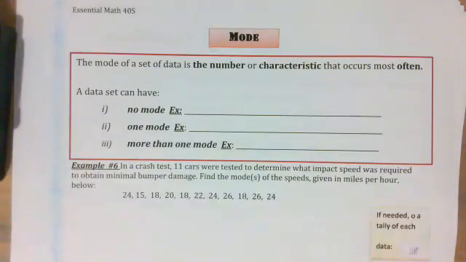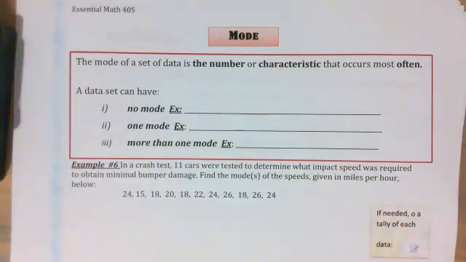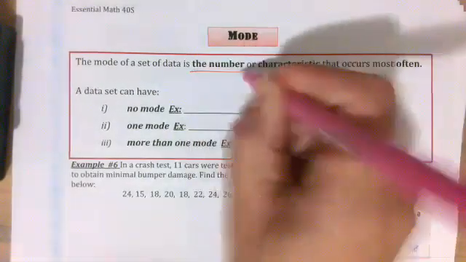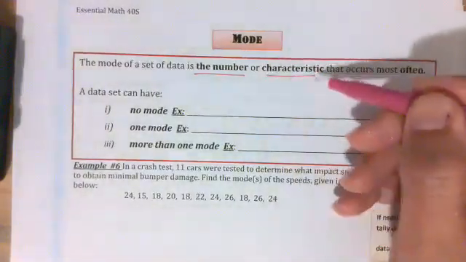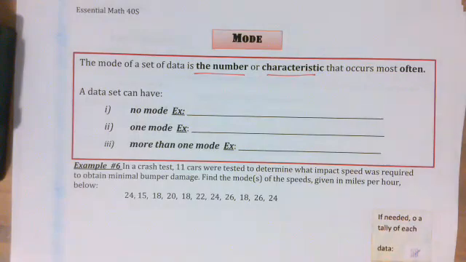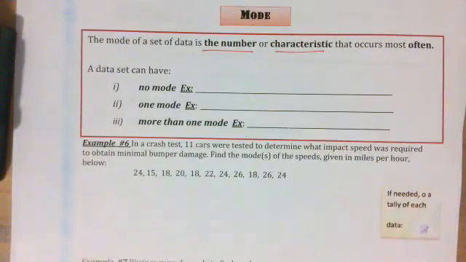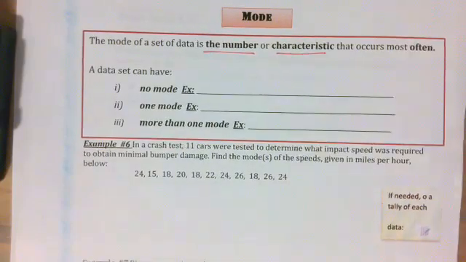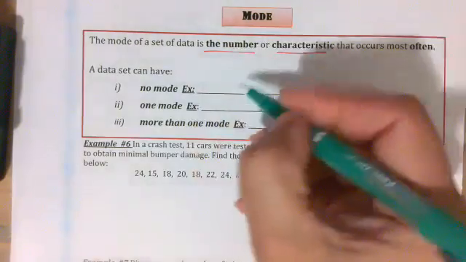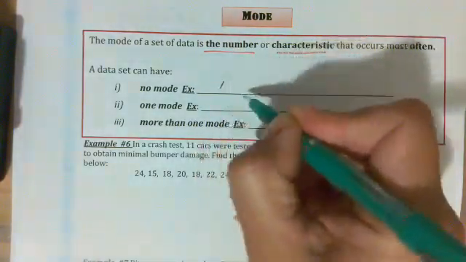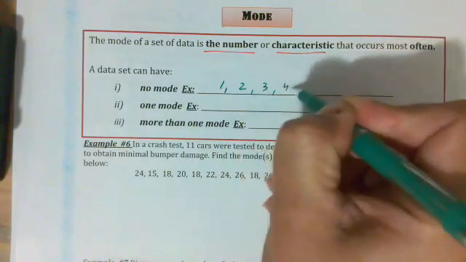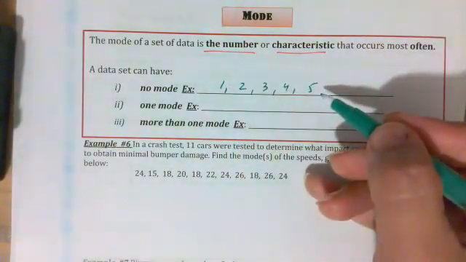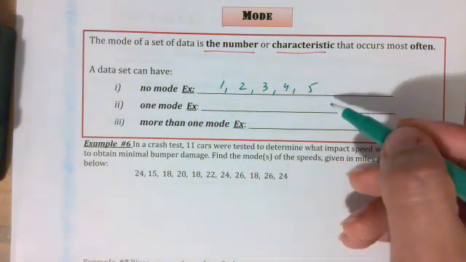Mode is going to be our last type of summarizing the data. The mode of a set of data is the number, if it's a number data set, or characteristic like color, that occurs most often. So if I have a data set that doesn't have any mode, that means no number or color characteristics will repeat more than the other ones. So let's list numbers because it's easy to understand. If I list numbers from 1 to 5, 1, 2, 3, 4, 5, they each appear once. So this set doesn't have a mode.